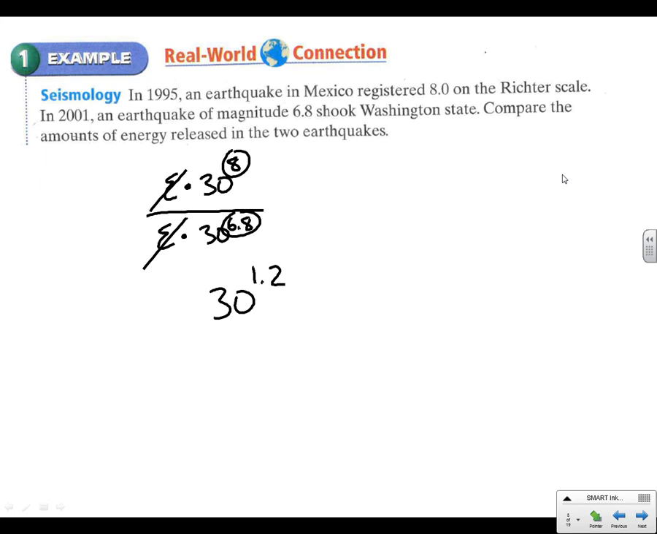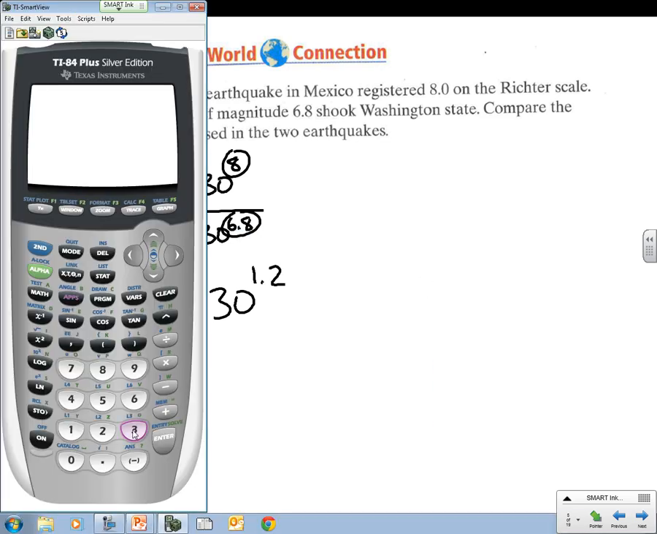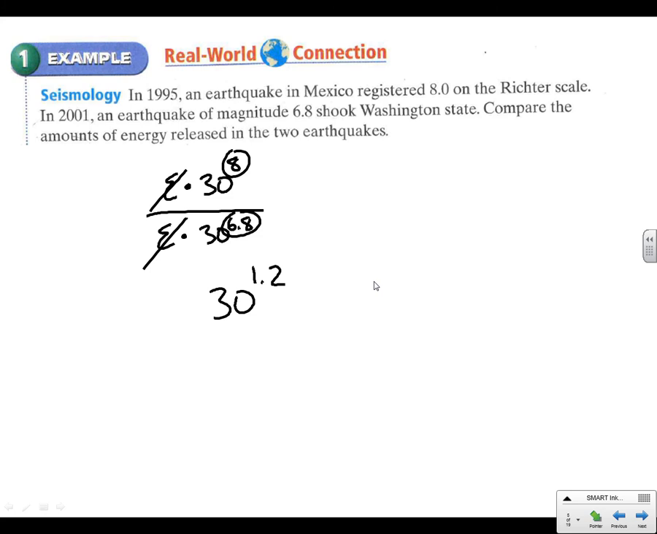So it's going to be a little bit more than 30 times as much. Let's find out exactly. Oops, where's my calculator? There it is. 30 to the 1.2. So the Mexico earthquake was about 59 times as big as the Washington State earthquake. That extra 0.2 almost doubled it compared to 30 to the first power. So it gets bigger really, really fast, right? And we've seen that with our exponential graphs, where things get bigger really, really fast.